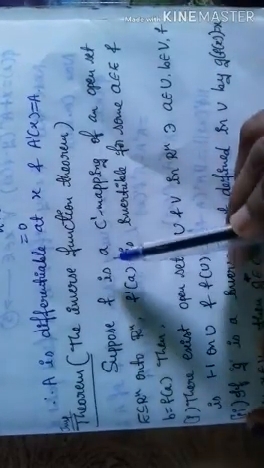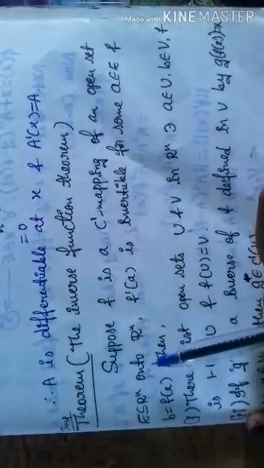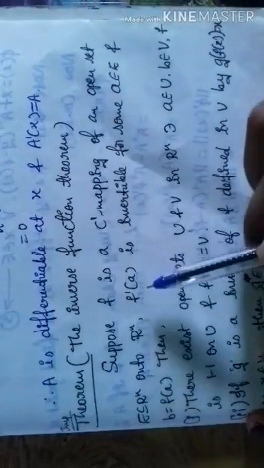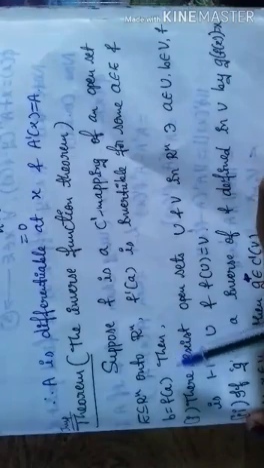Hi everyone. In this video, I explain the inverse function theorem. Statement. Suppose F is a C' mapping of an open set E subset of Rn into Rn. F dash of A is invertible for some A belongs to E and B is equal to F of A.